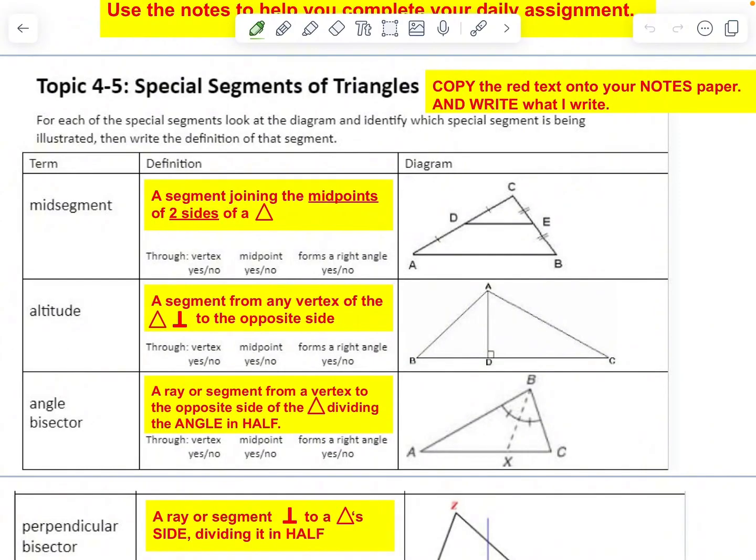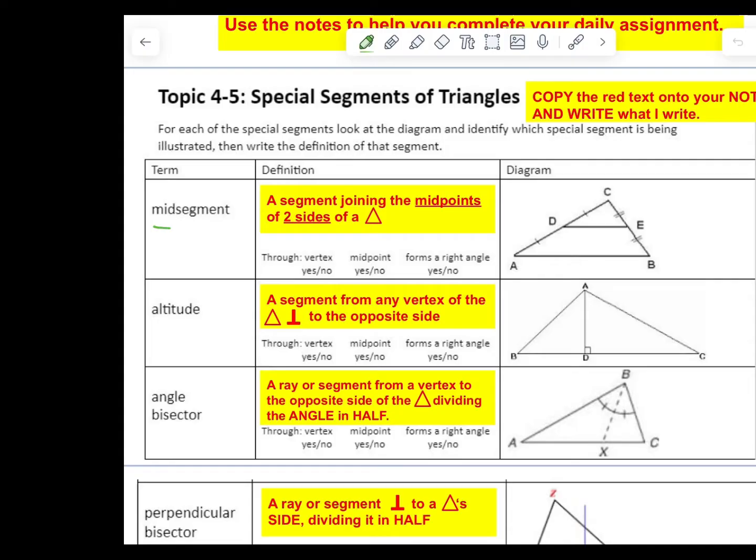Topic 4.5, special segments of triangles. You're going to copy the red text into your notes and write what I write. A segment joining the midpoints of two sides of a triangle is called a midsegment. So when we have two sides of a triangle, I'm looking at this left side, we are going to cut it in the middle, and we can see from our markings, this marking is the same as this one. They both have one little mark.